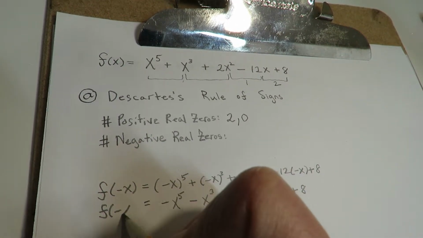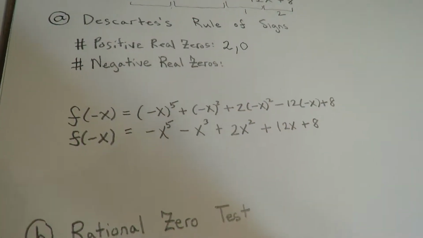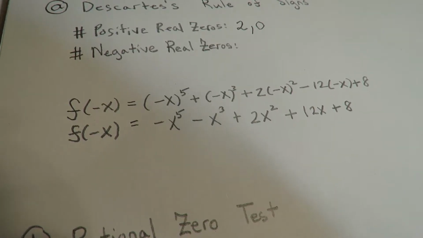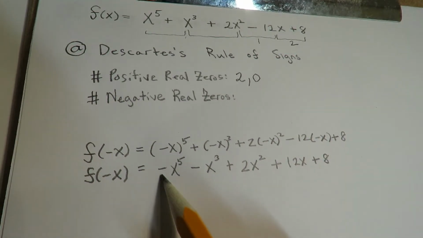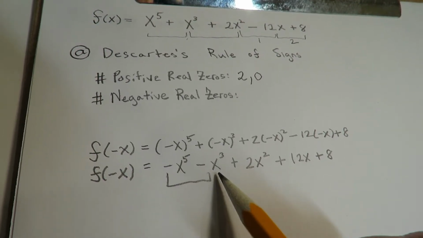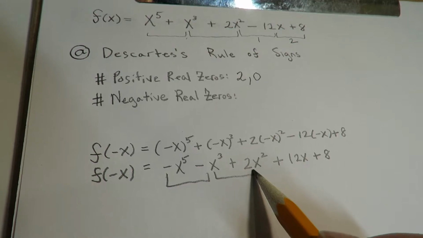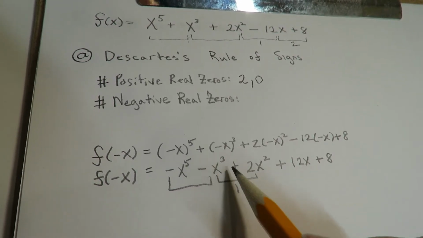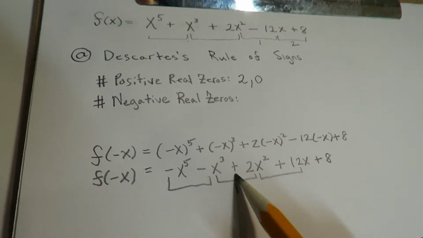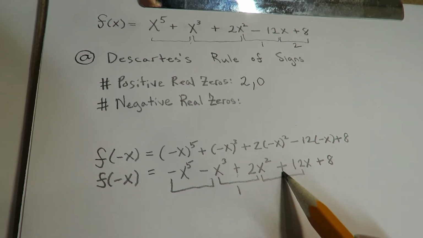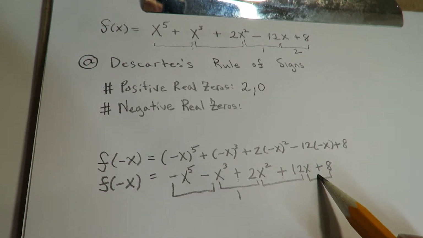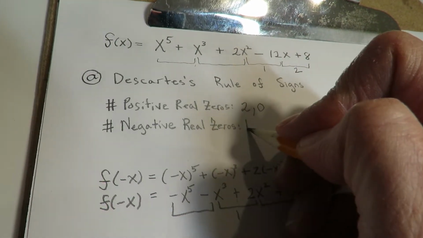We've created f of negative x, and now we're going to look for the variation in signs to find the negative real zeros. We go from a negative to a negative, so there's no change in sign, no variation. Now I go from here to here. That's 1 change in sign, going from negative to a positive. From here to here is a positive to a positive, no change in sign. And from here to here, positive to positive, no change in sign. So there's a total of 1.